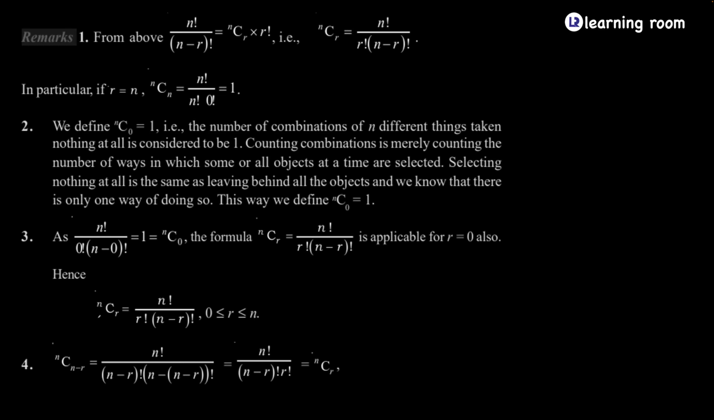There are some important things you need to keep in your mind. What is the formula for nCr? n factorial by (n minus r) factorial into r factorial. Now you know why it is such. Right? Similarly, if I have something called nCn.